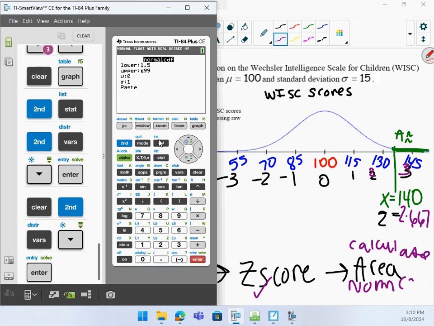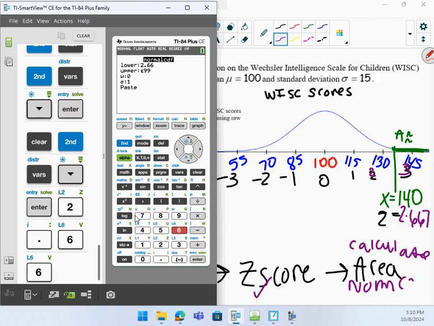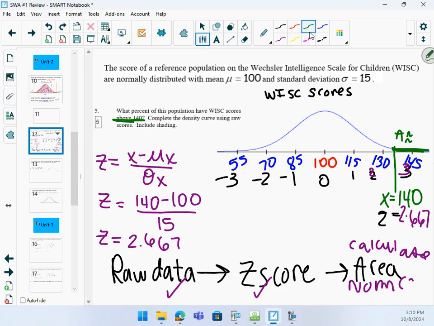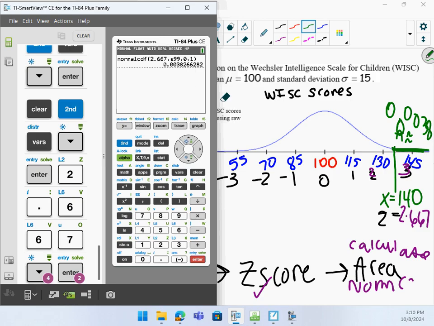From here, we're going to type in our lower z-score. It would be 2.667. And then our upper is positive infinity, because the curve keeps going. And if you click enter, it'll give you your area. Your area beyond there was 0.038 was what we just got from the calculator.